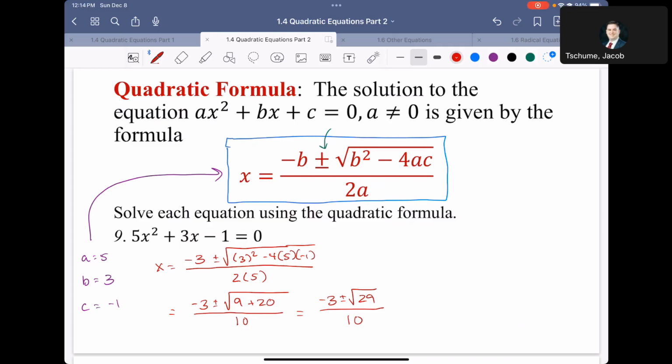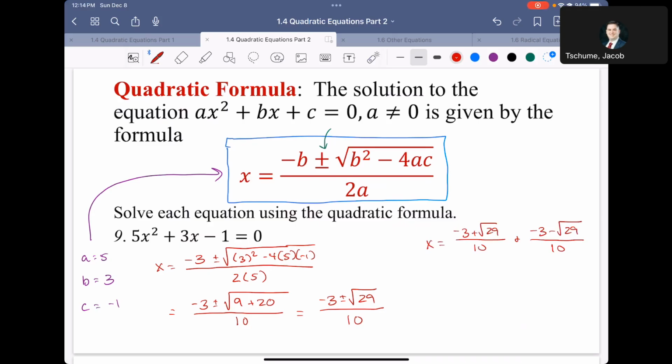Now, just like I told you in the last video, you'll have to write this as two separate answers. And so what we will notice is that our x value will equal negative 3 plus root 29 over 10, and it will also equal negative 3 minus root 29 over 10.